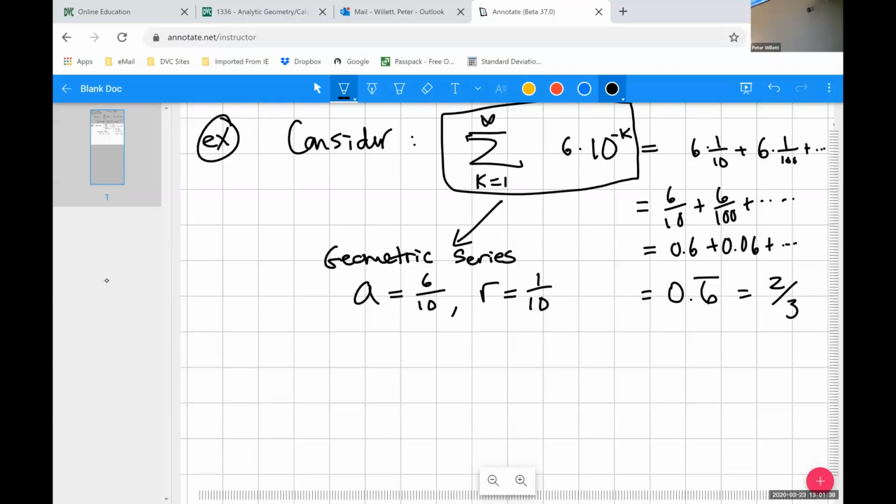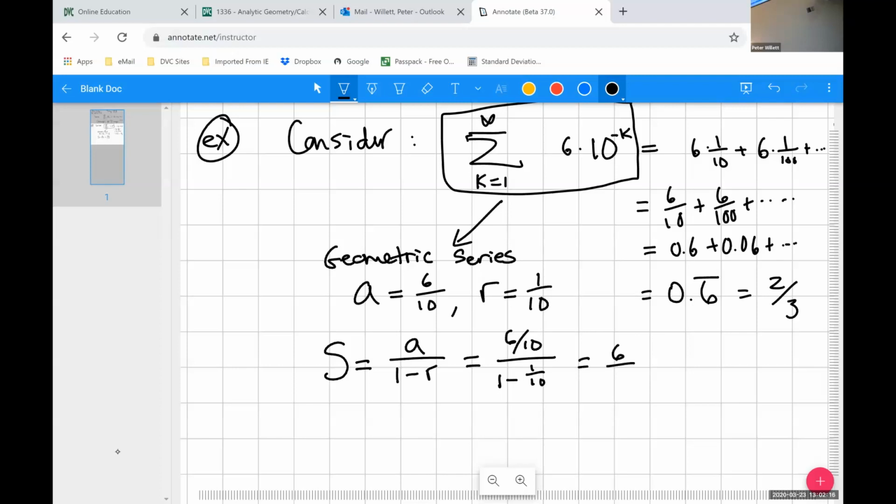So this is a situation where we have a geometric series, because you're multiplying by 1/10 each time to get the next term in the series. The first term is 6/10. So we have a formula. The sum for a geometric series with an r value of absolute value less than 1 is the first term divided by 1 minus r. So in this case, this would be 6/10 divided by 1 minus 1/10.